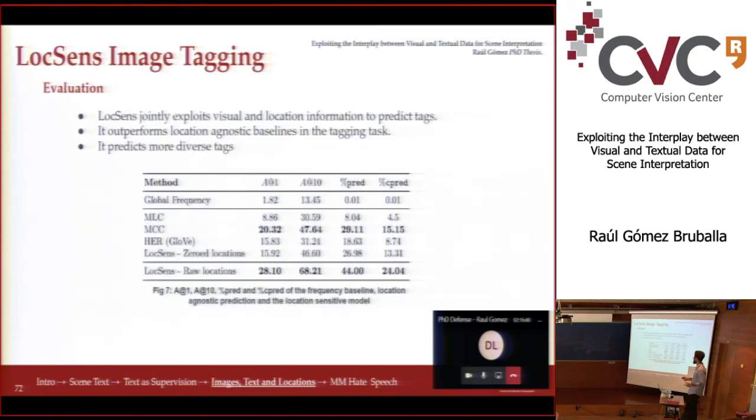This is the evaluation of the location-sensitive image tagging. So we see that the LocSens model outperformed the location-agnostic models in both accuracy and also in diversity, right? It predicts more diverse tags. And therefore, more informative tags.